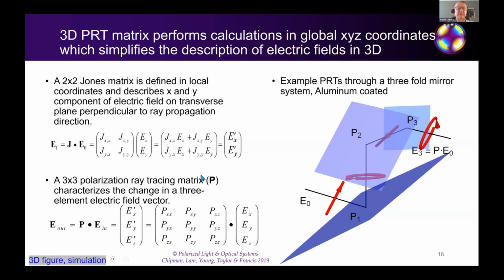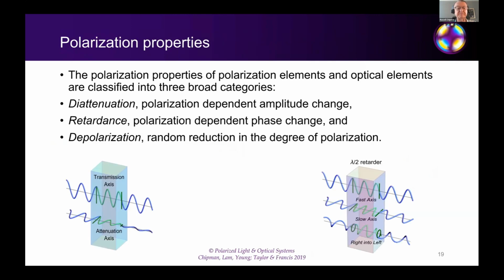But we find it very convenient to go from the Jones matrix formalism into a 3 by 3 polarization ray tracing formalism. And so we can describe the light's polarization with a 3-element vector. And then for each reflection, refraction, polarizer, retarder, or the like, we can use a 3x3 matrix to describe the polarization interaction. And the ray tracing program has to have subroutines that contain all the physics for these interactions.